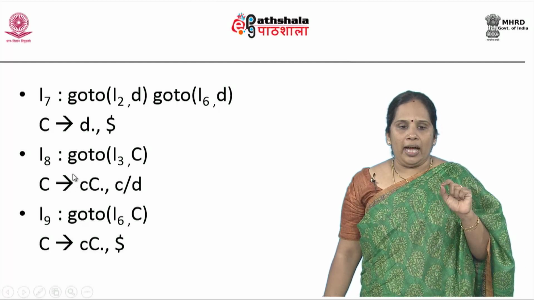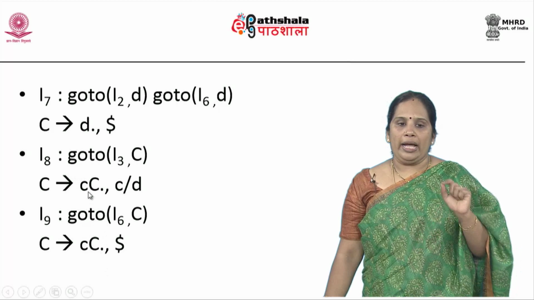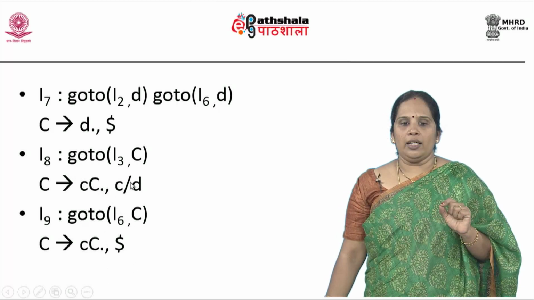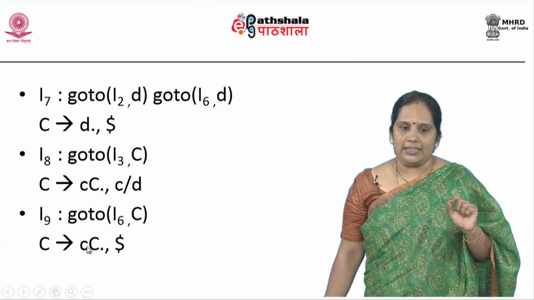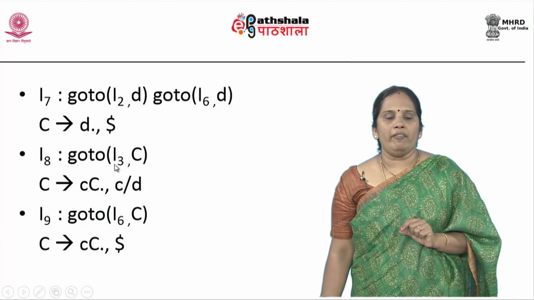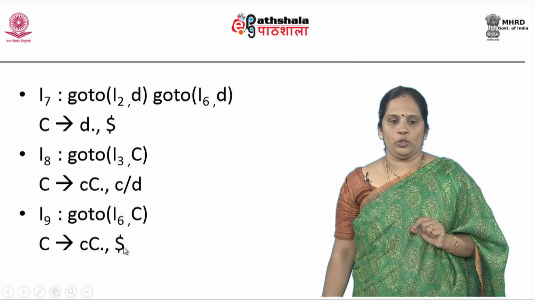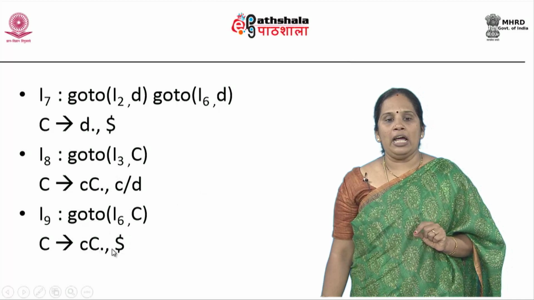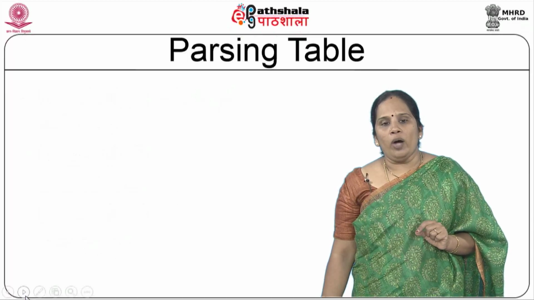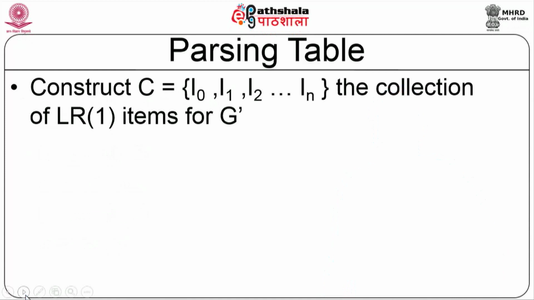Look at I8 and I9 again. The items are exactly the same, and the difference is only with respect to the look ahead, which is c/d here, and here it is dollar. So, what does the parsing table do here?